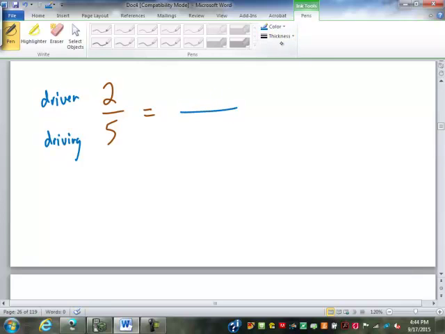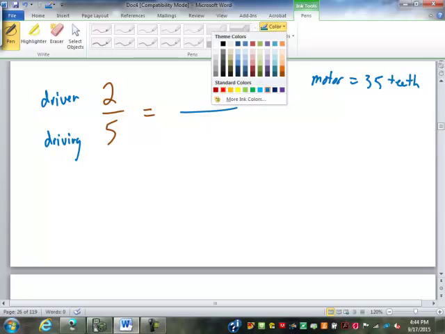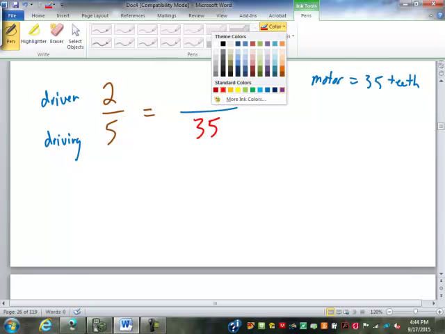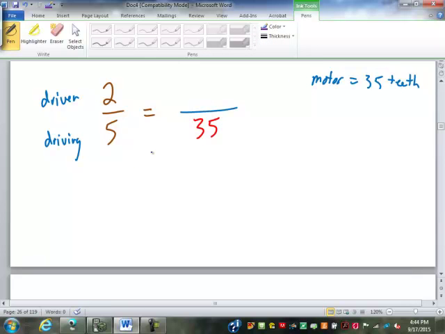Let's say I have a motor that has 35 teeth on it. First of all, is that 35 going to go on top or bottom? It goes on bottom because what's attached to the motor is the driving gear. So the 35 goes here. In order to maintain that 2 to 5 gear ratio, I need to know how many teeth on the other gear to have the same ratio.